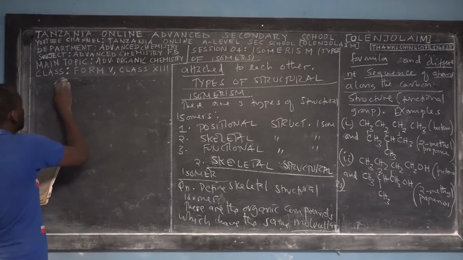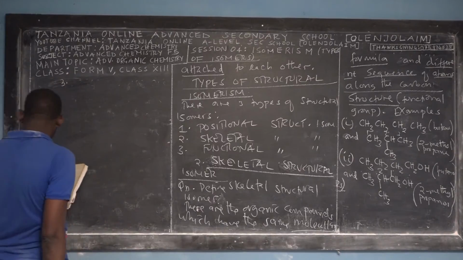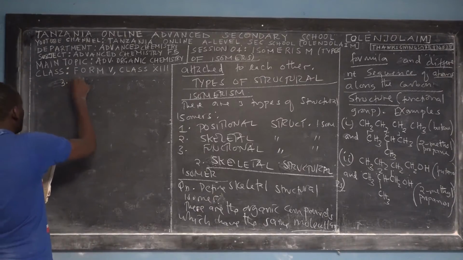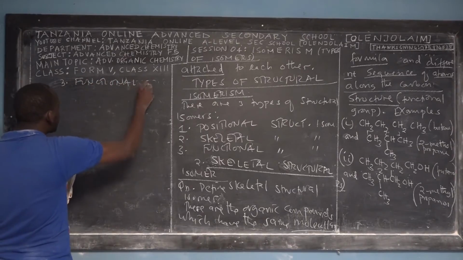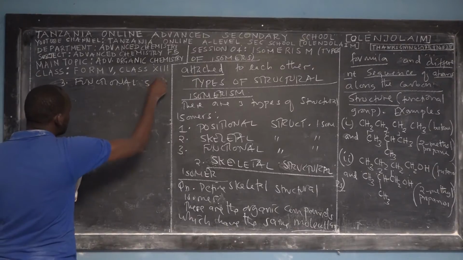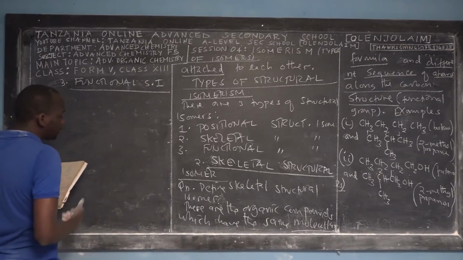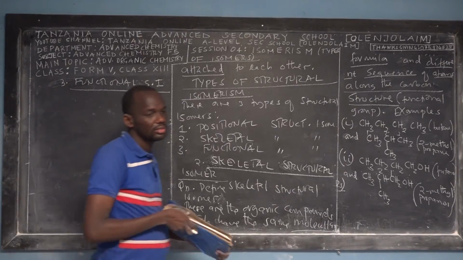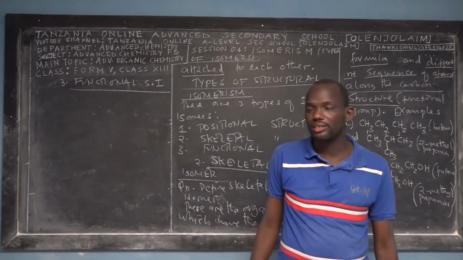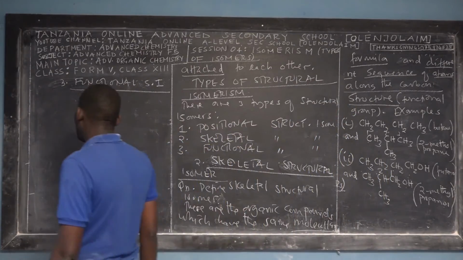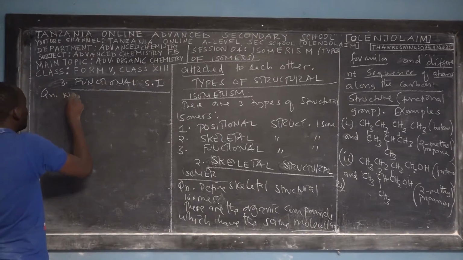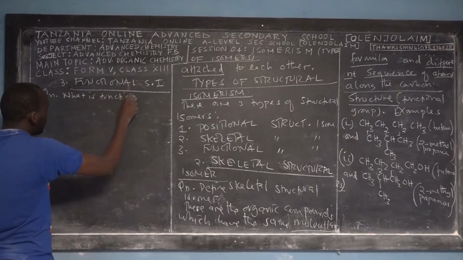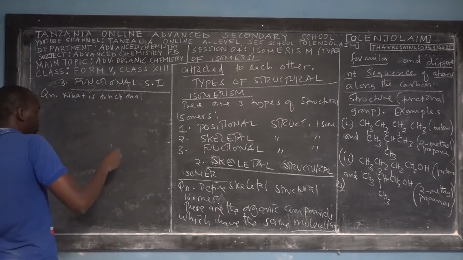Number 3, do you have to follow that sequence? No. So you have the functional structural isomer. Functional structural isomers, very important. I want to discuss this part, and then the positional isomer will be your homework. And the fundamental question always, what is a functional structural isomer?